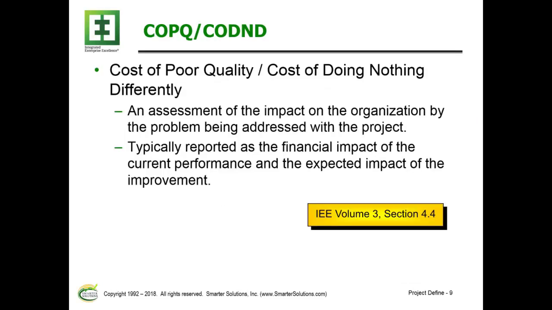The cost of poor quality is often discussed in Lean Six Sigma activities. However, I think what's more important is the cost of doing nothing differently. The reason I say that is sometimes we undertake projects that really don't have a quality implication. Say, for example, we'd like to reduce the amount of WIP, work in process, for a particular activity. That does not really have a quality implication, but it does have a cost of doing nothing differently implication.